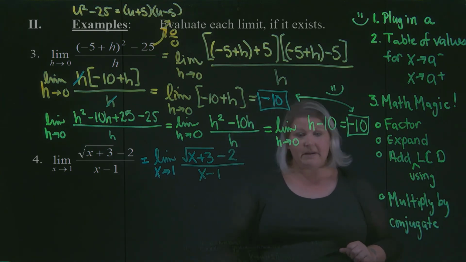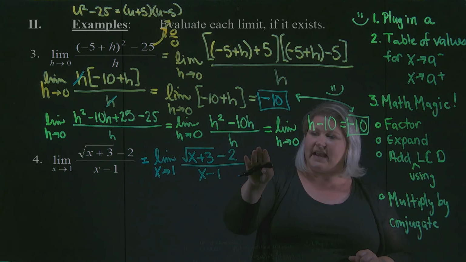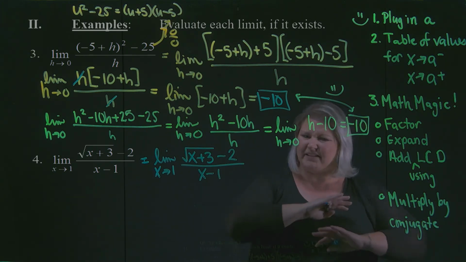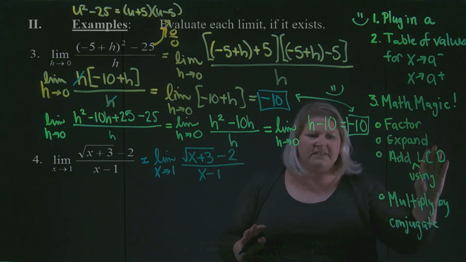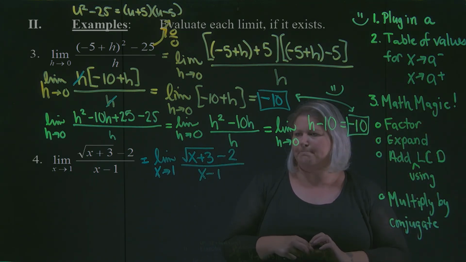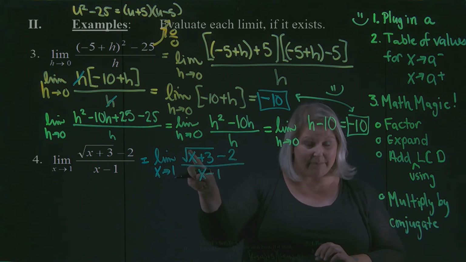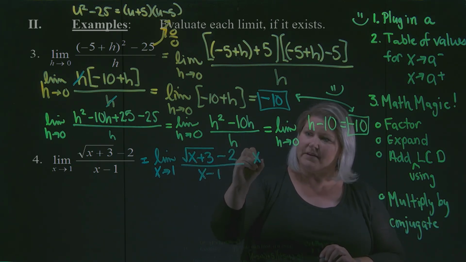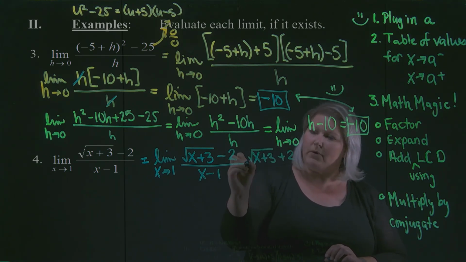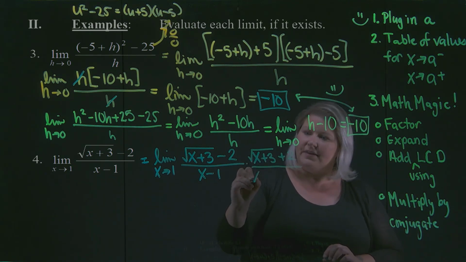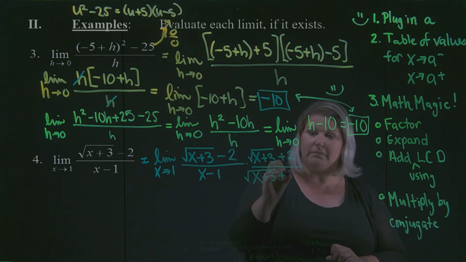I could multiply by the conjugate of the denominator, multiplying both top and bottom by x plus 1. But I'll tell you right now, that's not going to help. It's not going to cancel anything. It'll be unsuccessful math magic. So what I'm going to do is multiply by the conjugate of the top. Since the top is the square root of x plus 3 minus 2, I'm going to multiply this function by the conjugate, which is the square root of x plus 3 plus 2.